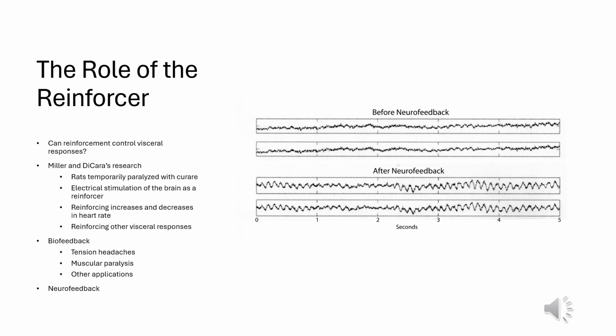So for tension headaches, biofeedback has been successfully used to help patients control muscle tension, and it reduces the frequency and intensity of tension headaches by providing feedback on physiological signals like muscle activity. For muscular paralysis, biofeedback has been employed to help patients regain partial control over muscle groups by reinforcing small voluntary movements or changes in muscle tone, improving motor function.